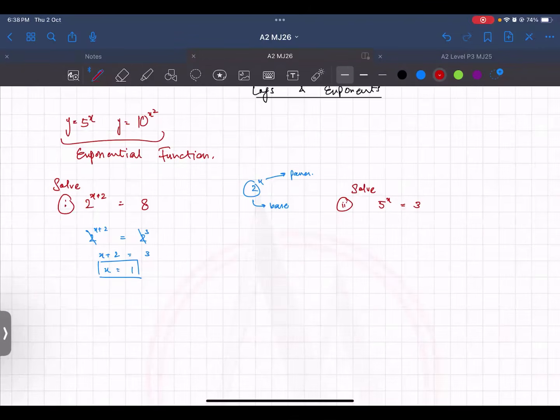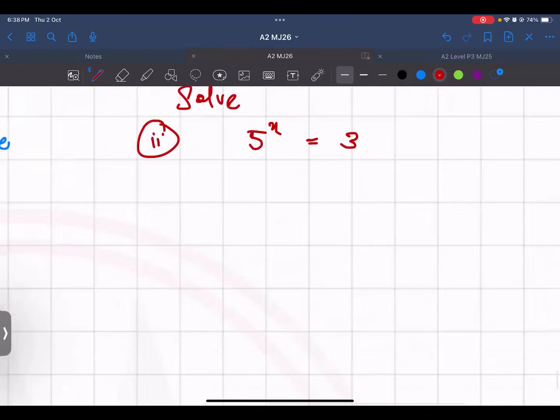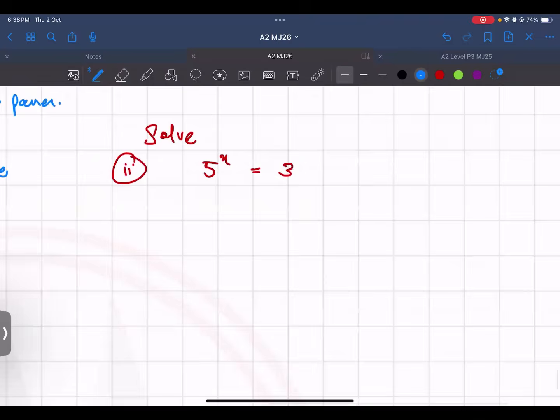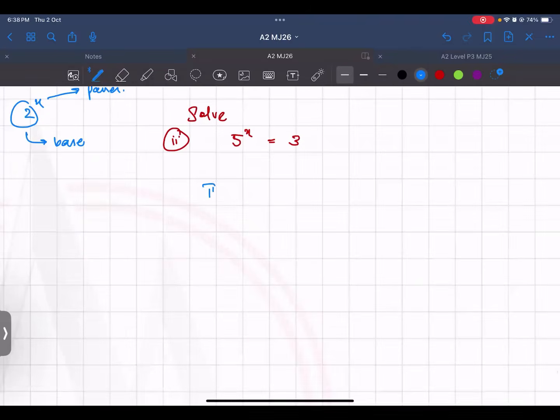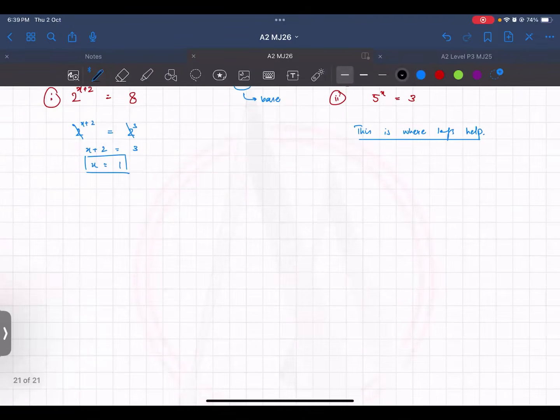And in indices, we have learned that if your bases are same on either side, then you can cancel out the bases and equate the power. Over here, you don't know what power of 5 will give you 3. You cannot write the number 3 as a power of 5. So this is where logs come in. This is where logs help. So first of all, you have to understand how you convert your exponential equation to a logarithmic equation and a logarithmic equation into an exponential equation. Logs to exponent and exponent to logs.